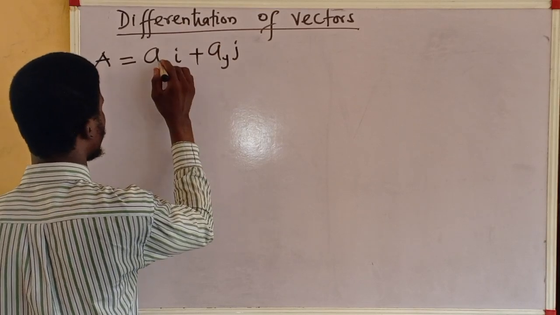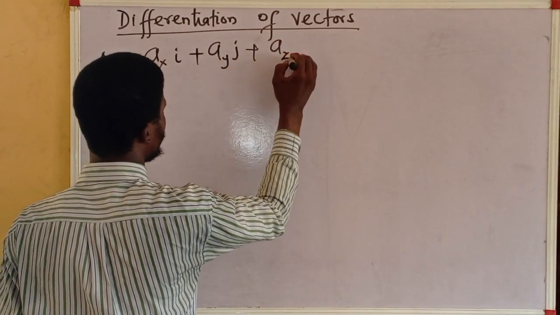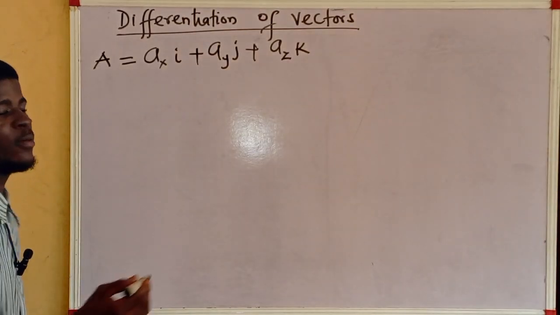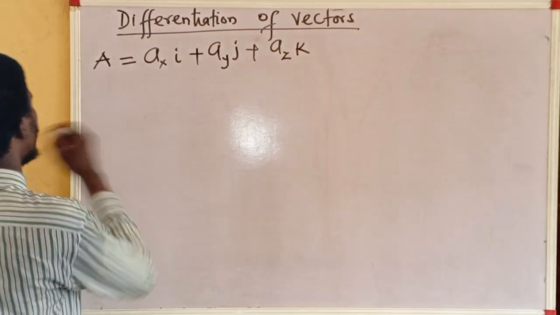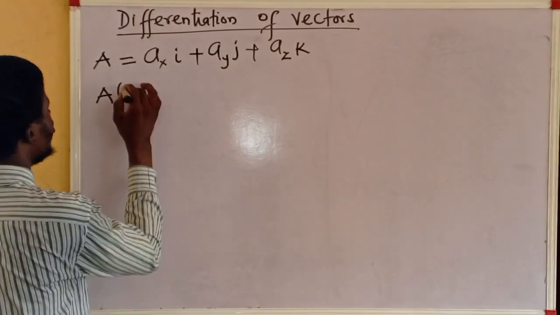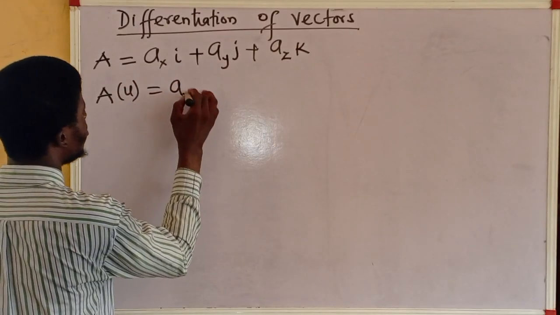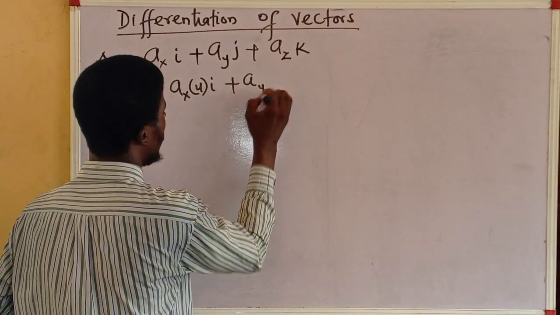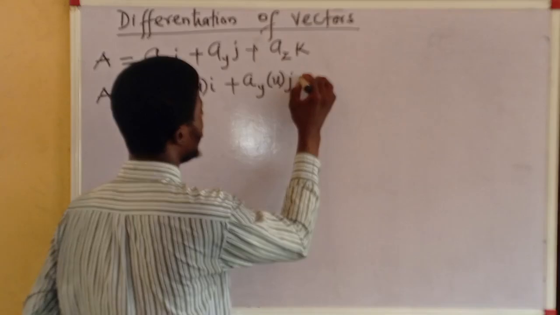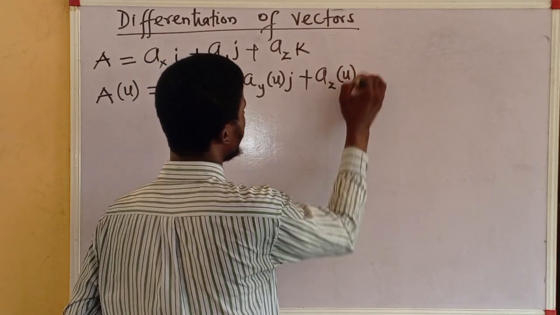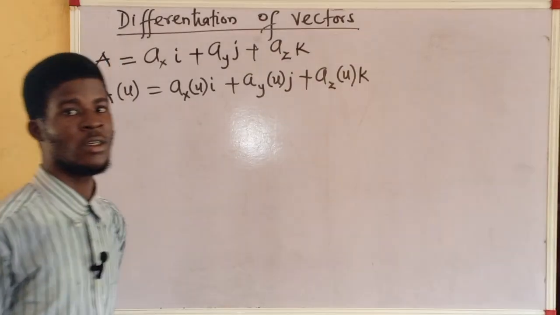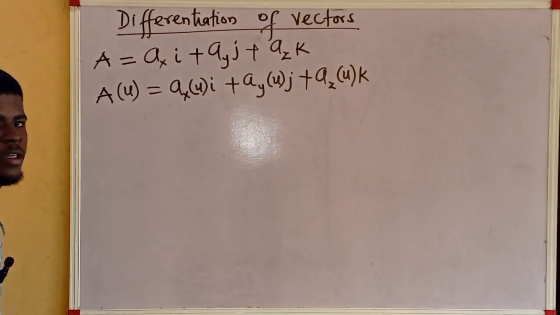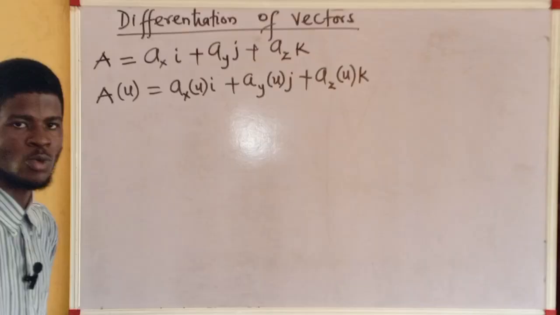If a vector A is equal to AxI plus AyJ plus AzK, and this vector depends on a scalar variable u, that is A of u equal to A sub x of u i plus A sub y of u j plus A sub z of u k, that means u is the independent variable. We can differentiate the vector A with respect to u.